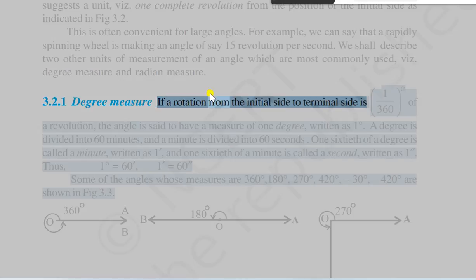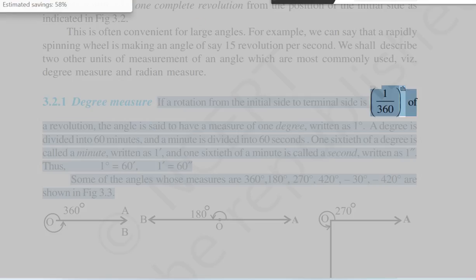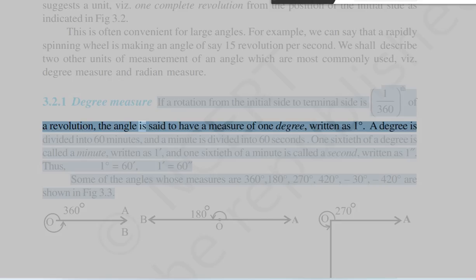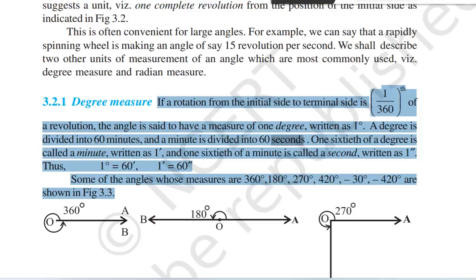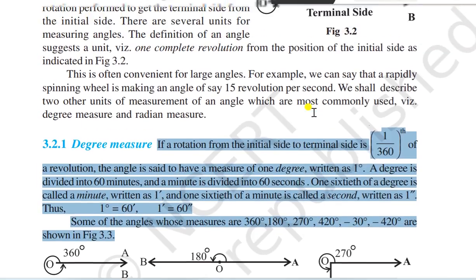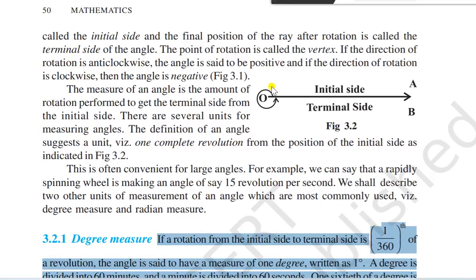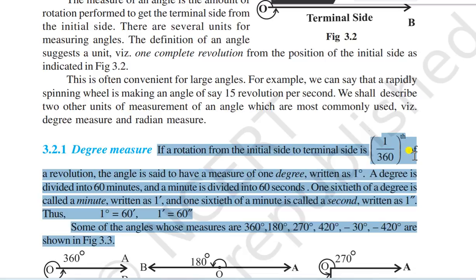If a rotation from the initial side to the terminal side is 1/360 of a revolution, the angle is said to have a measure of 1 degree, written as 1°. A degree is divided into 60 minutes, and a minute is divided into 60 seconds. So if there is one rotation from the initial side to the terminal side, a little bit of it is 1/360th of the revolution.